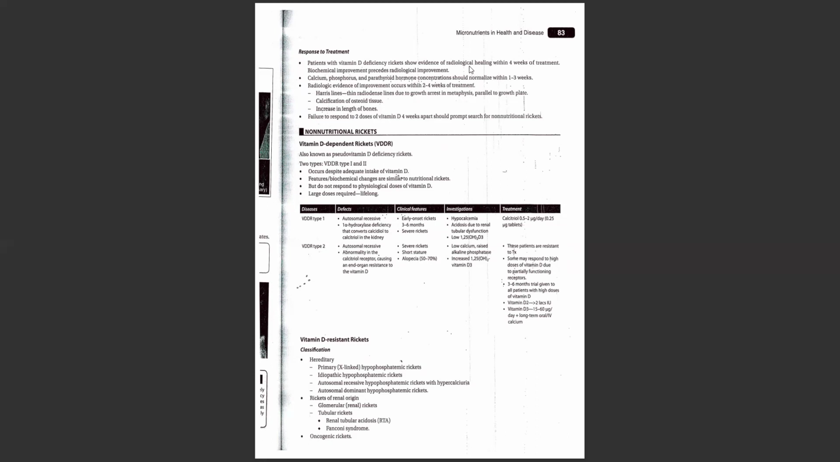That is, radiological healing within 4 weeks of treatment, and biochemical improvement which precedes radiological improvement. Calcium, phosphorus, and parathyroid hormone concentration should normalize within 1 to 3 weeks because of the treatment with vitamin D. And also there will be Harris lines, calcification of osteoid tissue, and increase in the length of the bone. These are the responses to treatment of nutritional deficiency rickets. Okay.